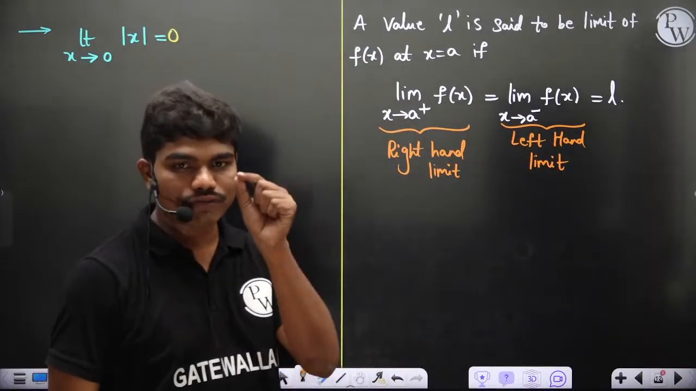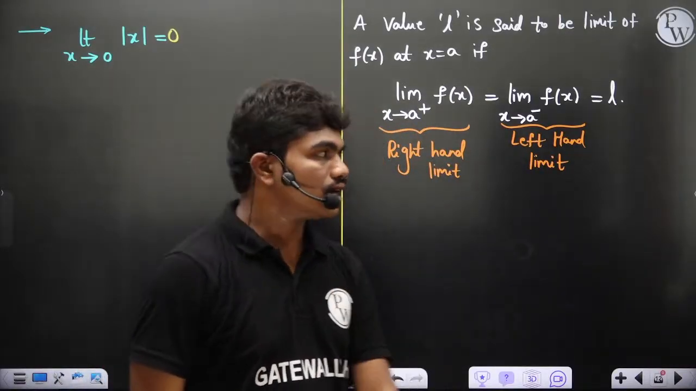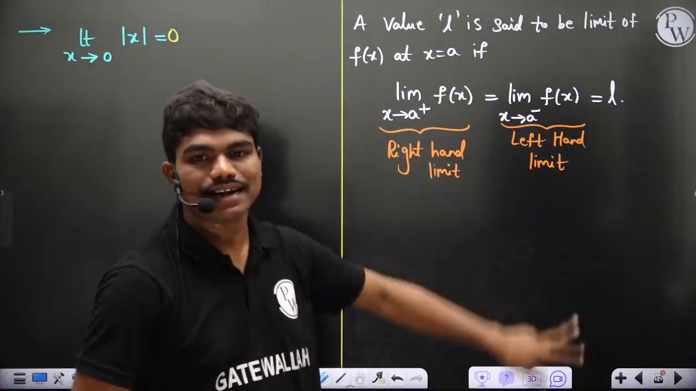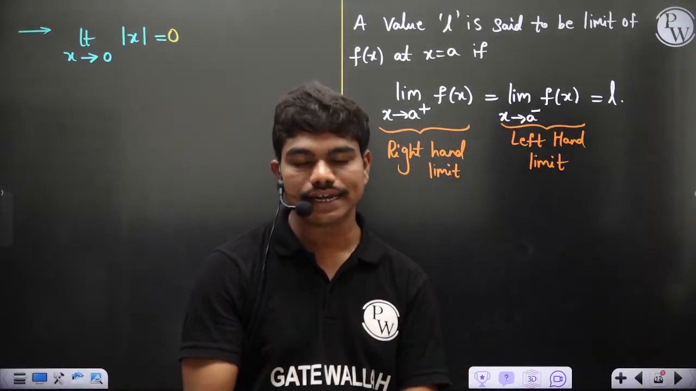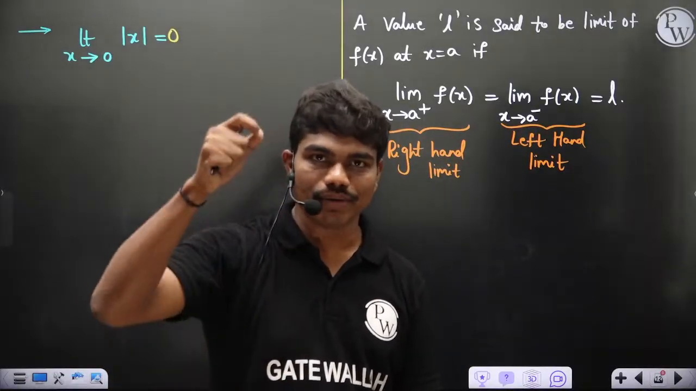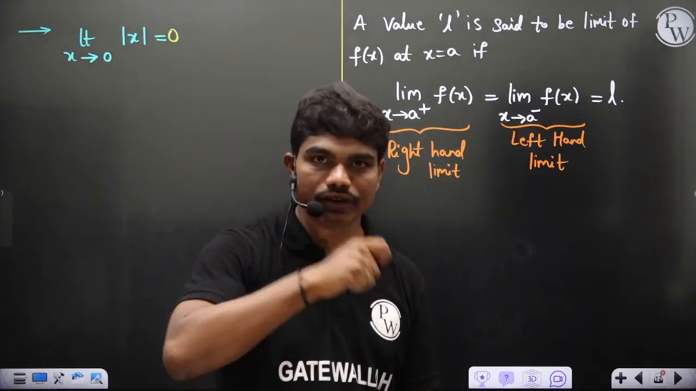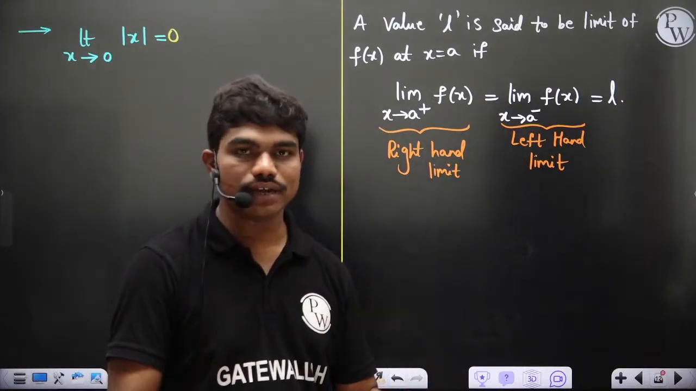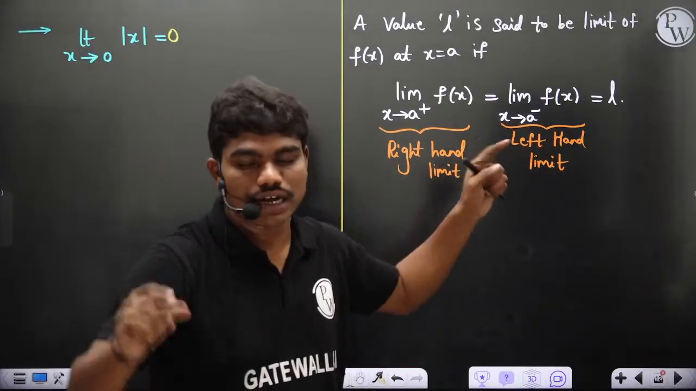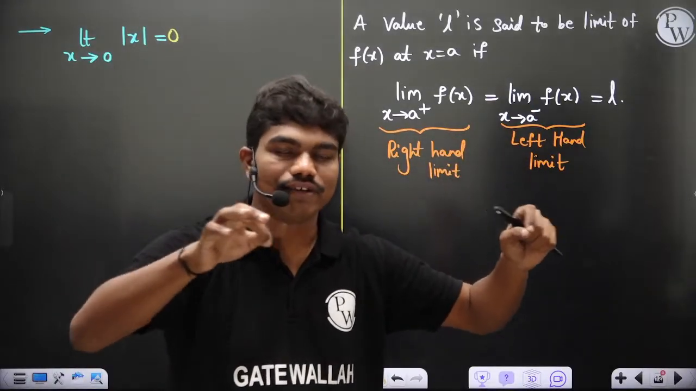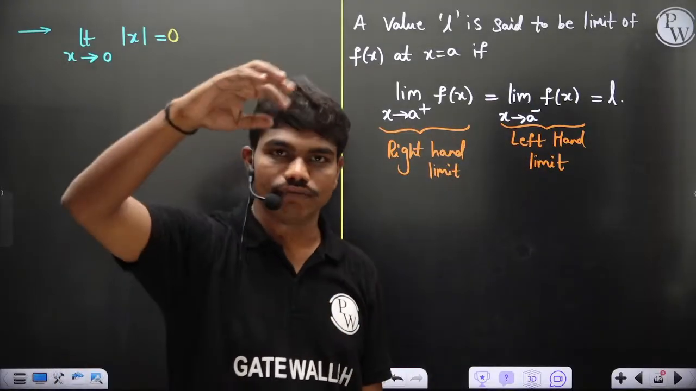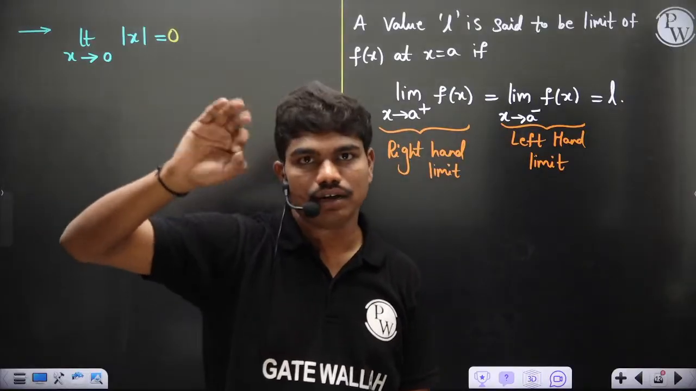If you want to define a limit at any point, then ultimately this left hand limit and right hand limit should definitely match each other. Only then the definition of limit is valid, because in the definition of limit we did not specify the direction. So whatever direction you take, either from the left side or the right side, the function value should go to the same L.